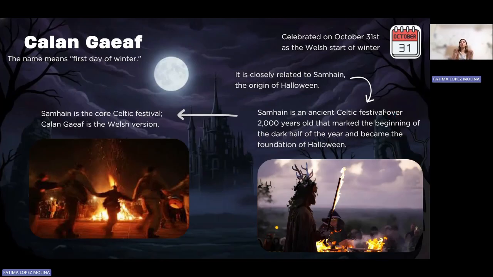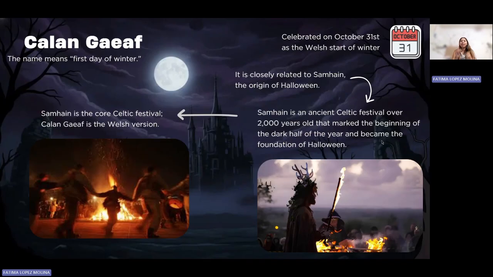Now I will talk about Calan Gaeaf. Calan Gaeaf is a Welsh seasonal festival linked to the origin of Halloween, and it is celebrated on October 31 as the Welsh start of winter. The name means first day of winter. To understand it, we look at Celtic history, and that is in this part.